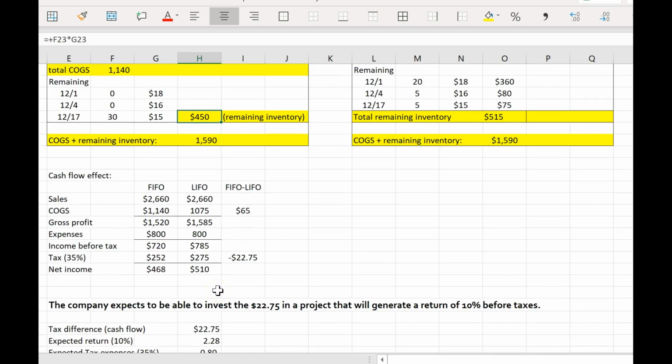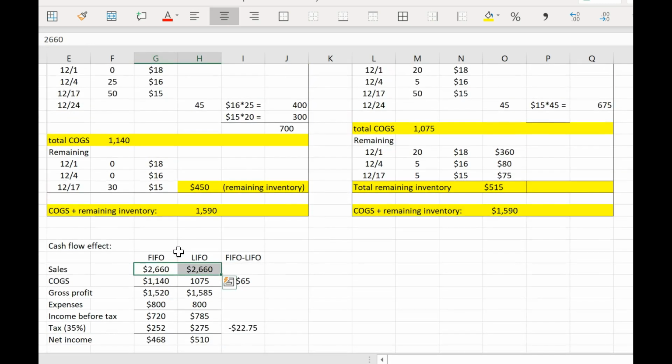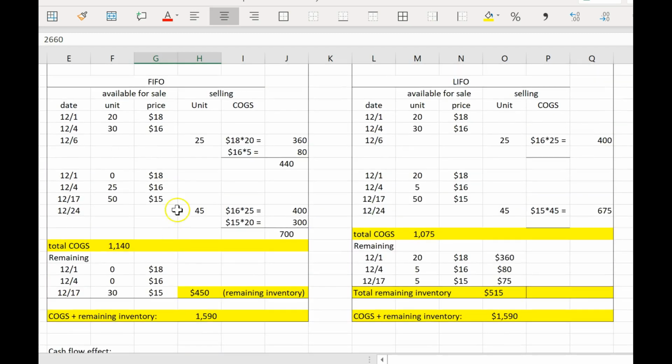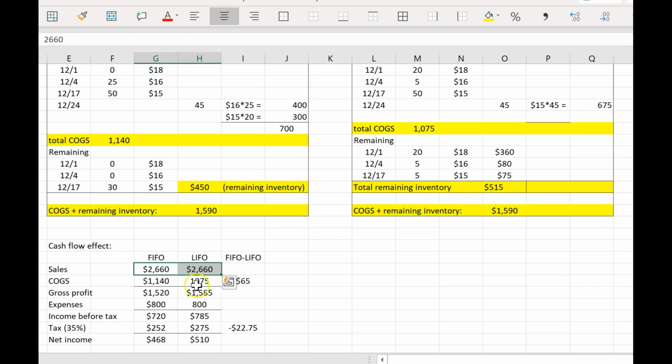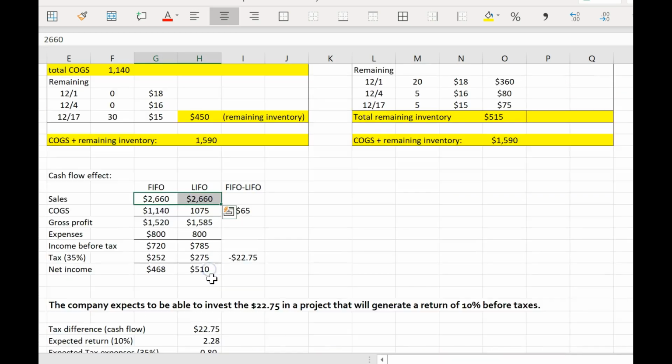Okay. All right. Finally, the book talked about some cash flow effect of FIFO versus LIFO. So let's look at this example. We assume the sales on FIFO and LIFO would be the same, which would be true because regardless of how you are accounting for the cost, you're selling to the customers at the same price. So sales price wouldn't change.